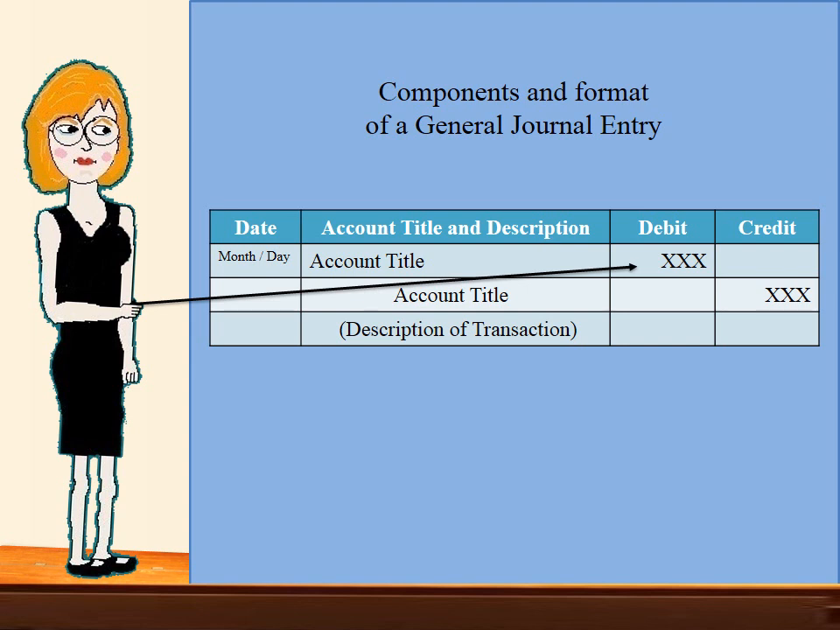The debit will be the first entry. There may be multiple debits or multiple credits, but they must equal. Debits and credits must be the same numerically. Therefore, either they are the same, a debit and credit, or if there's multiple debits or credits, then they have to equal the same.